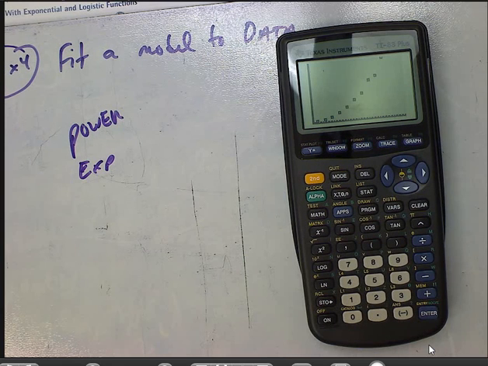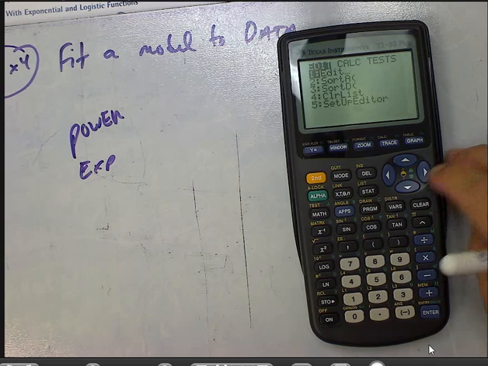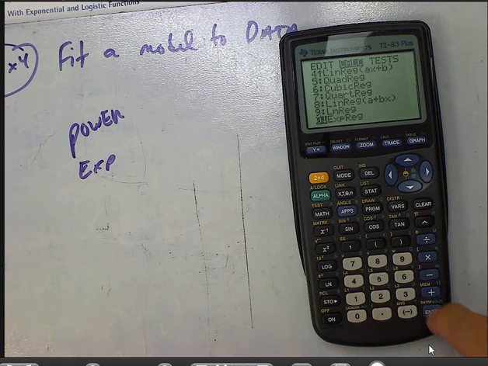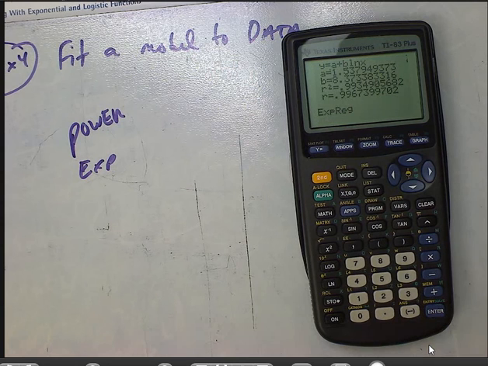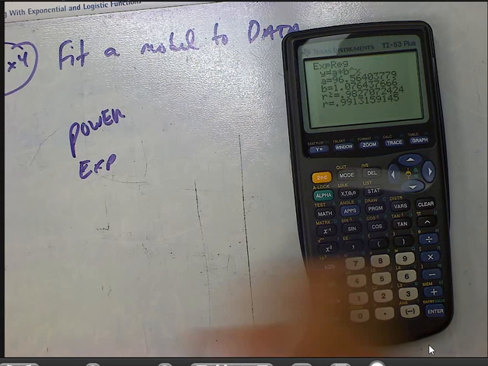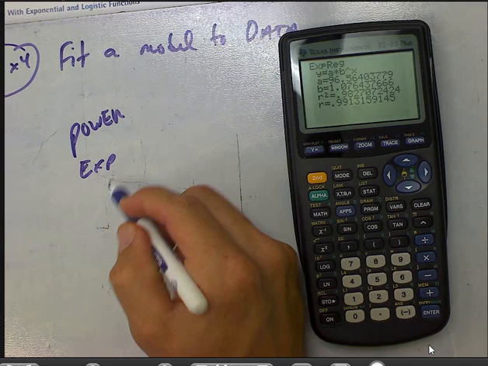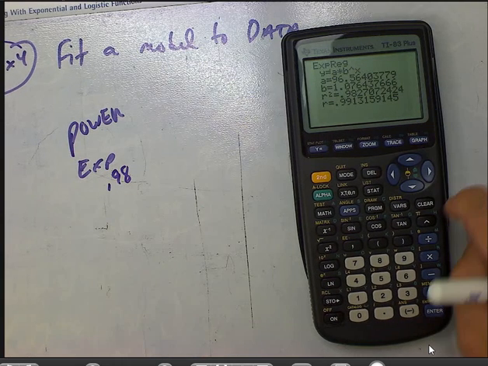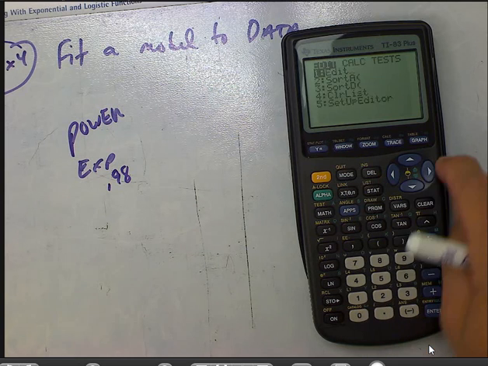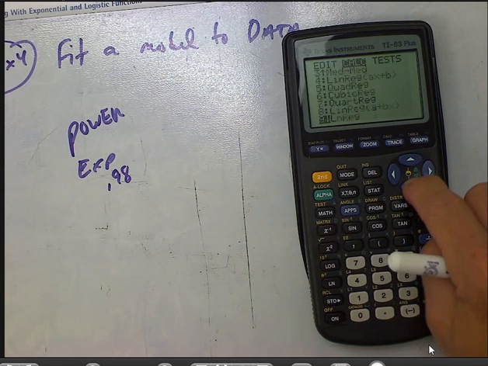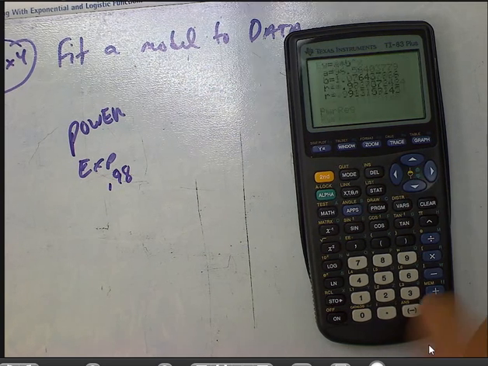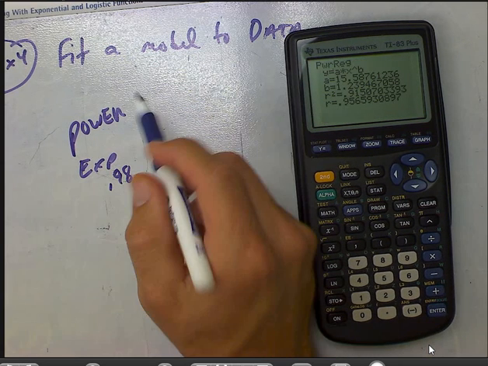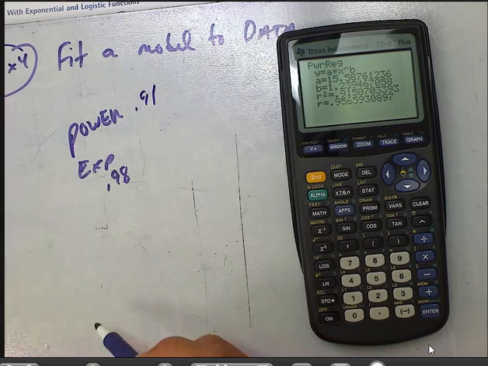So let's check those two. Stat, calc, scroll down, exponential. And the exponential turns out to have an r squared of 0.98. Let's go to power: stat, calc, scroll down to power, enter, enter. Wait for the calculator. It turns out r squared is 0.91. So my guess is I'm going to go with the exponential model of 0.98.